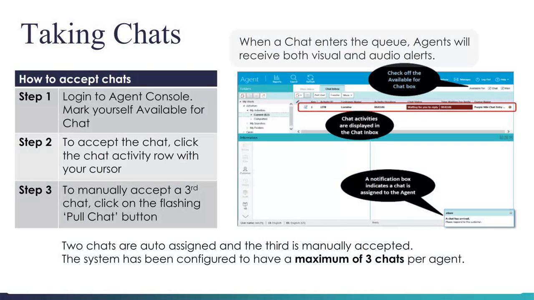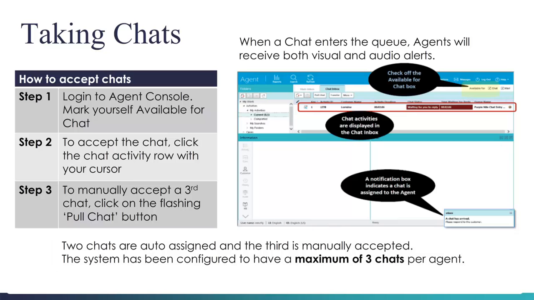When a chat enters the queue, agents will receive both visual and audio alerts. 2 chats are automatically assigned to the agent, but the third must be manually accepted. The system has been configured so that an agent can receive no more than 3 chats at a time.